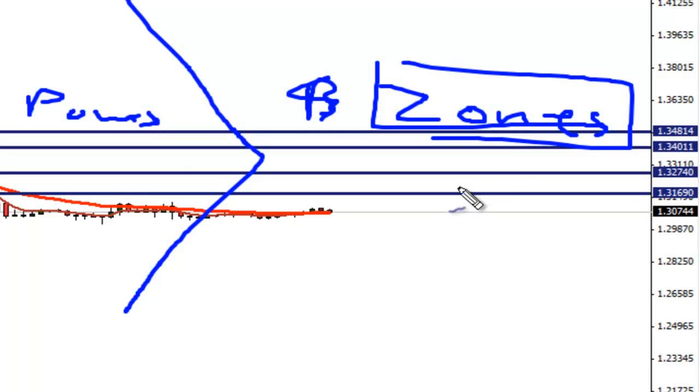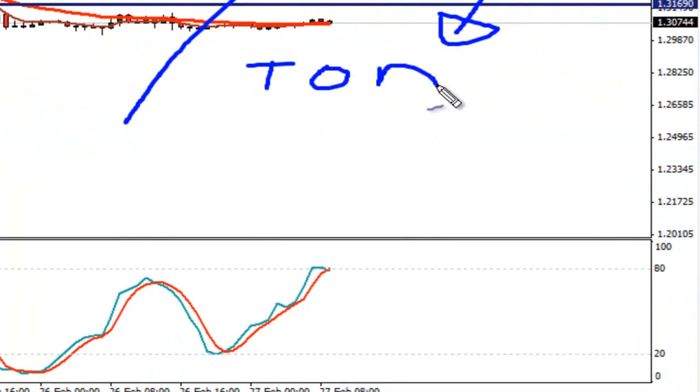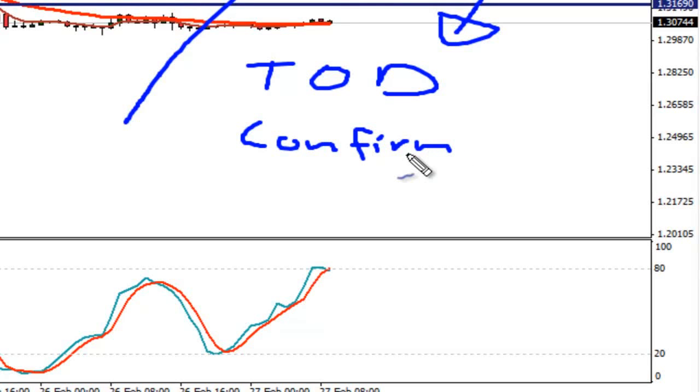Then once we've got our zones in place, we're going to look at things like time of day. Big one, huge, massive. And then we're going to look at things like confirmation. In other words, when we're in the zones and we've got the right time of day, we're going to look at specifically what sort of price action we're going to need around those zones.